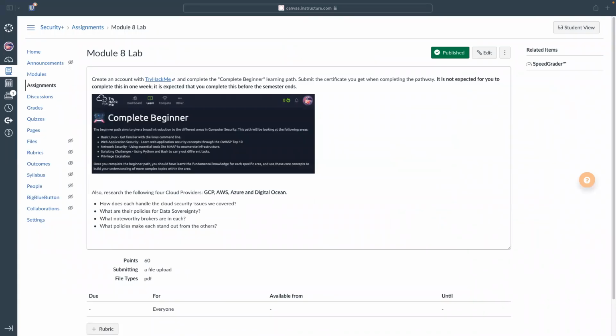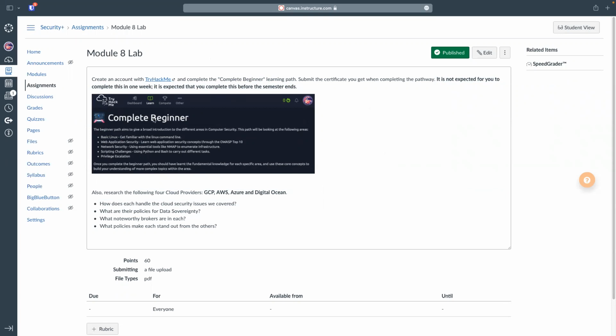This week you will start the Complete Beginner Learning Path in TryHackMe. You don't have to complete it in a week, but you can if you want. There is a certificate you get at the end, and you complete all the rooms. That is what you're submitting. I don't expect you to complete this in 1 week, but you are expected to complete it before the semester ends.